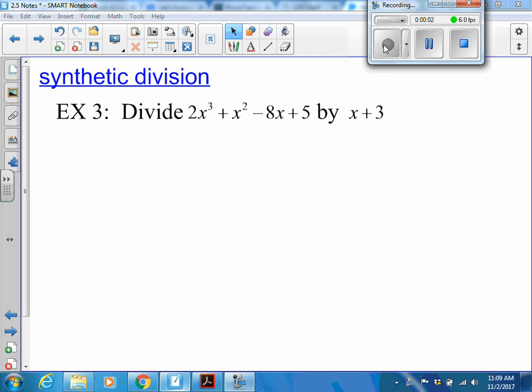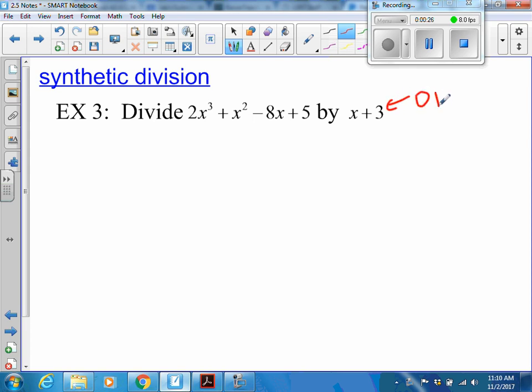So here's example 3 for the 2.5 notes. We're going to divide our polynomial by using synthetic division. Now we can only use it because in this case our divisor is in the form of x minus k. So we need to figure out what our k value is so we can divide it. Now in order to find your k value, you actually have to do the opposite of what you see.